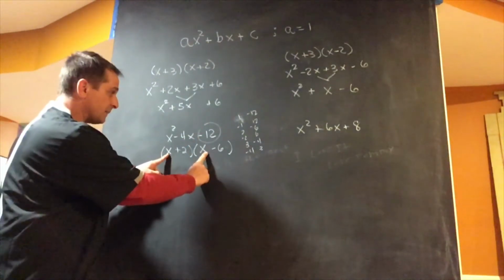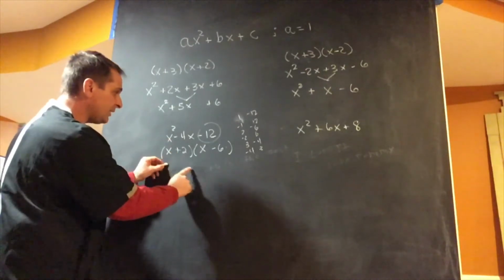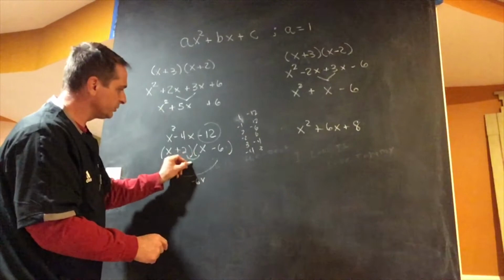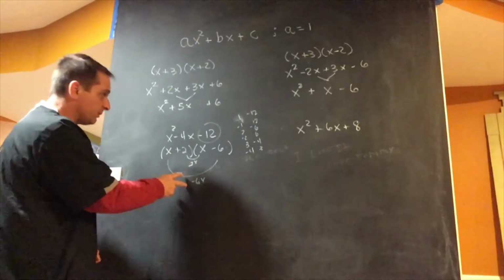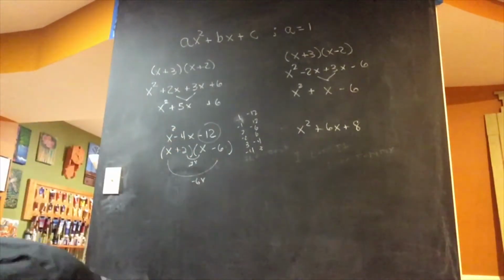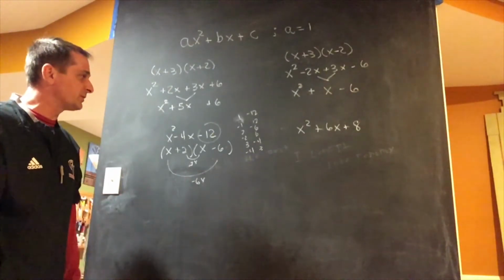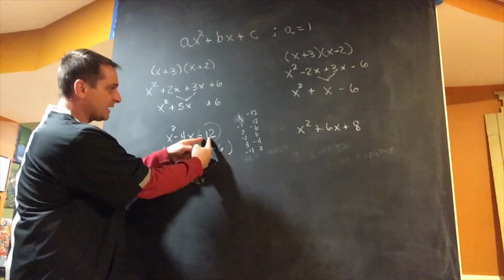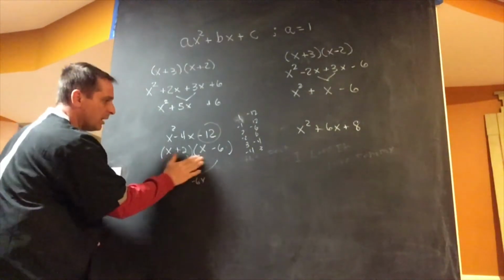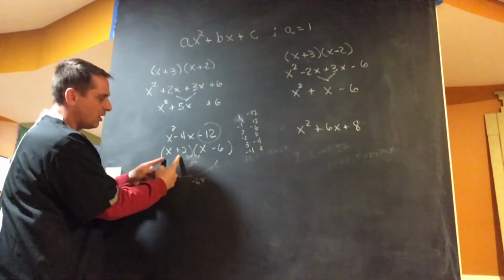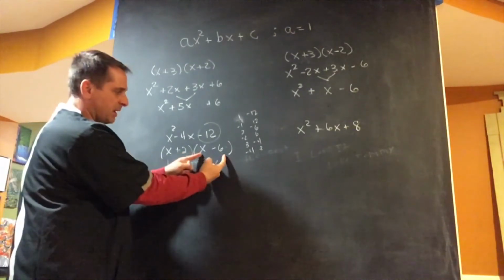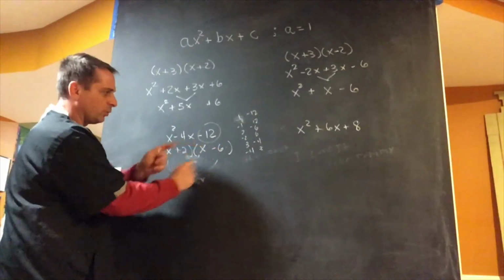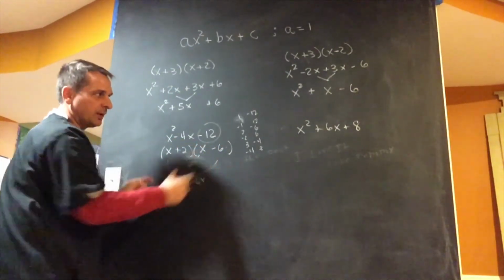So now x times x is x squared. Here I end up with my outers, negative 6x. My inners are positive 2x. That does combine for negative 4x. So I nailed it on my first guess. And then positive 2 times negative 6 gives me negative 12. And I know now the two binomial factors are x plus 2 times x minus 6. Since it's a multiplying problem, it wouldn't matter if you had these in other orders, x minus 6 and x plus 2. That wouldn't make a difference.